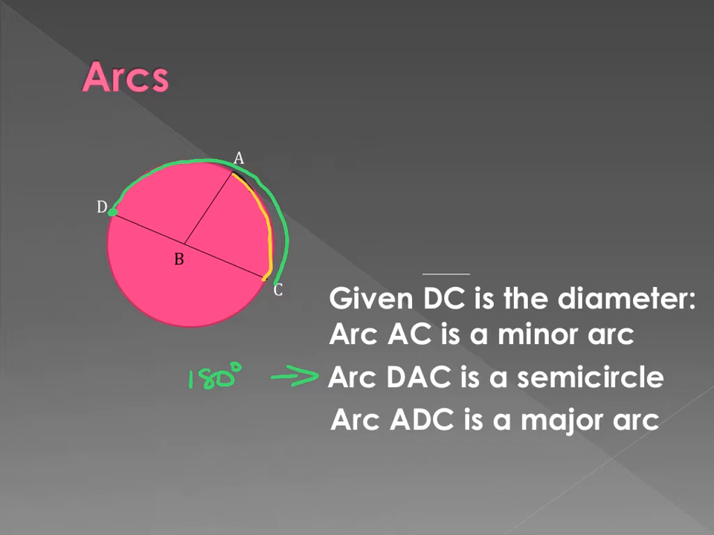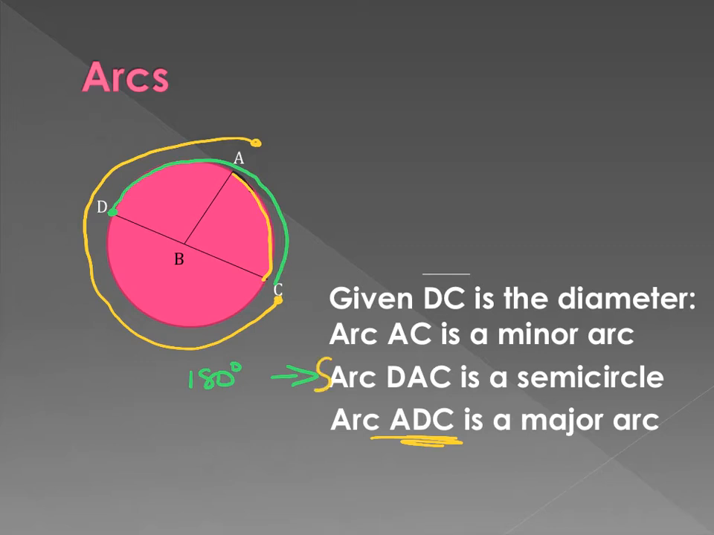Now, I can't assume that angle ABC or arc AC is 90 because I don't have a right angle mark there. So I can't tell how big arc AC is yet, or the measurement of ADC. So for ADC, this major arc, I would start at A, go to D, and then circle around. And notice that I've just gone more than 180 degrees. So a major arc is greater than 180 degrees.